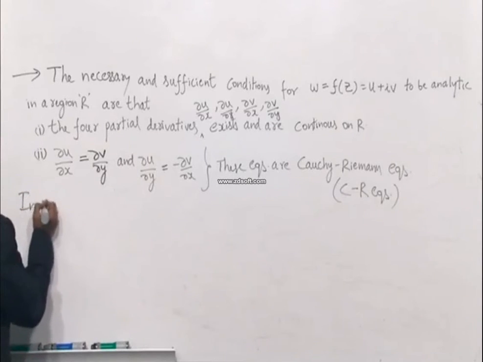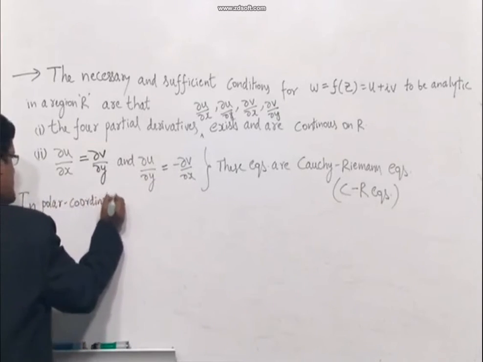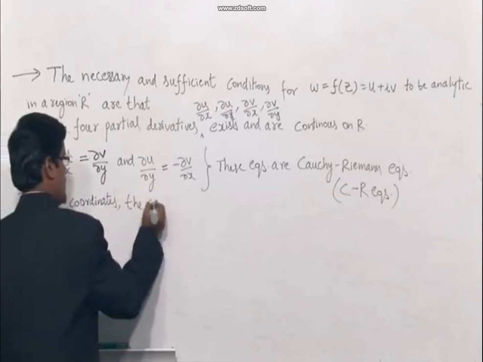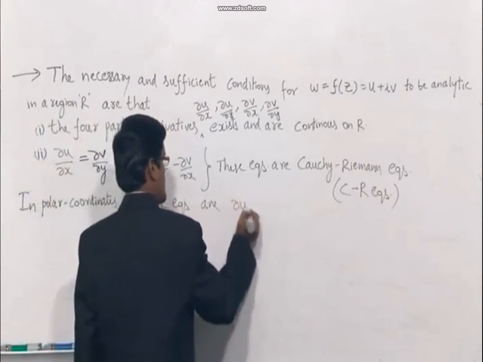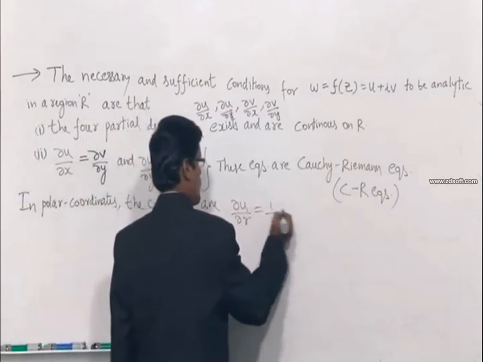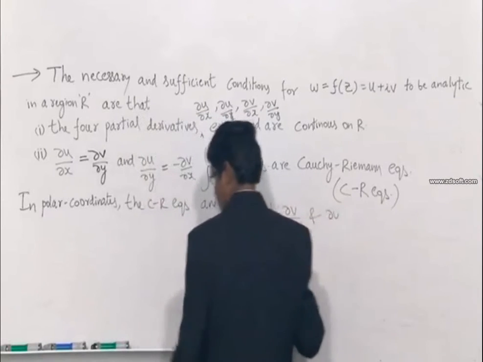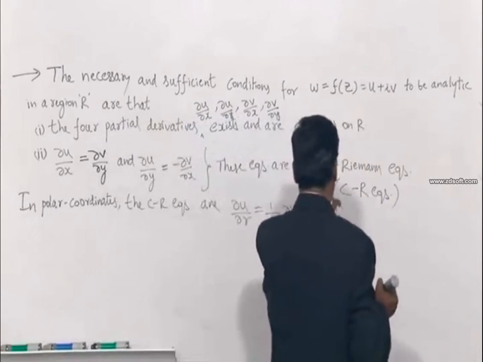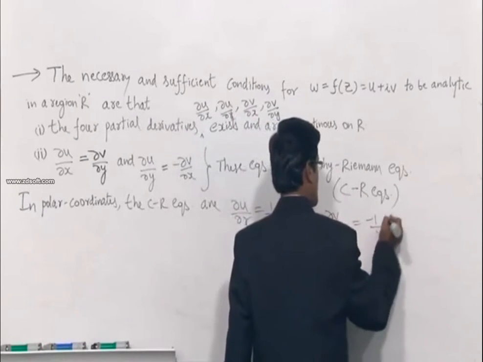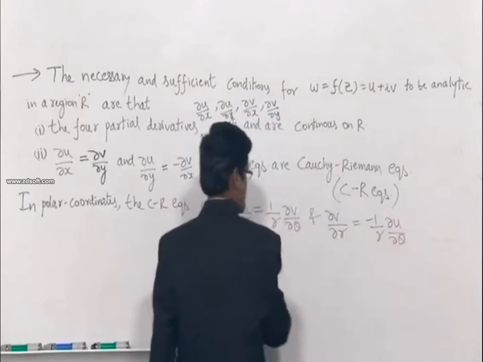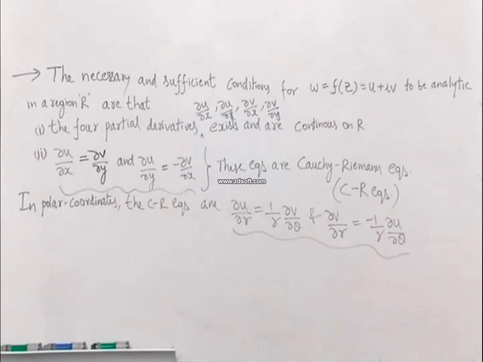See, in polar coordinates, the CR equations are dou u by dou r is equal to 1 over r dou v by dou theta, and dou v by dou r is equal to minus 1 over r dou u by dou theta. Learn these two by heart, and the conditions in the two CR equations in both systems.